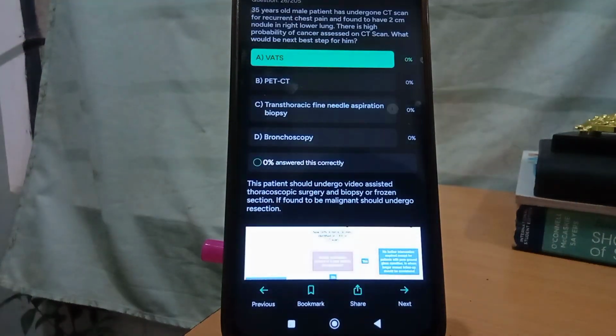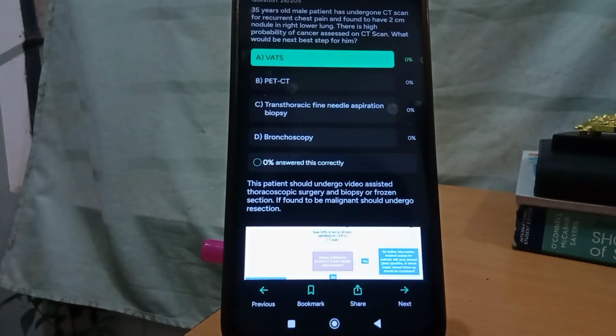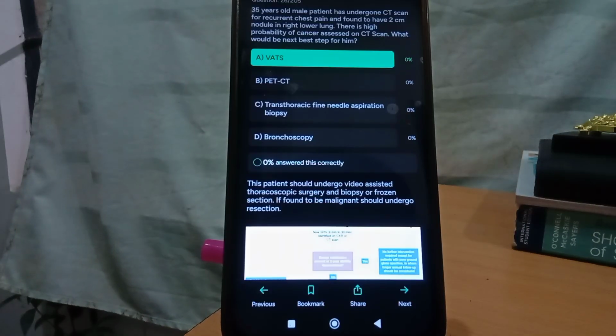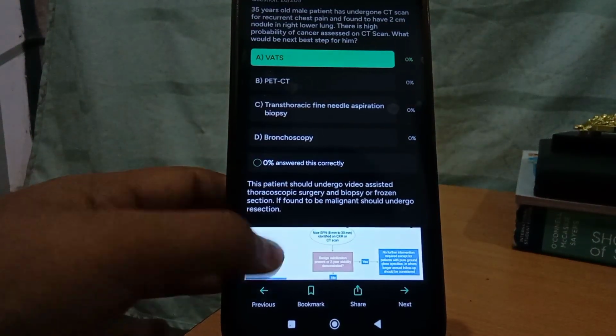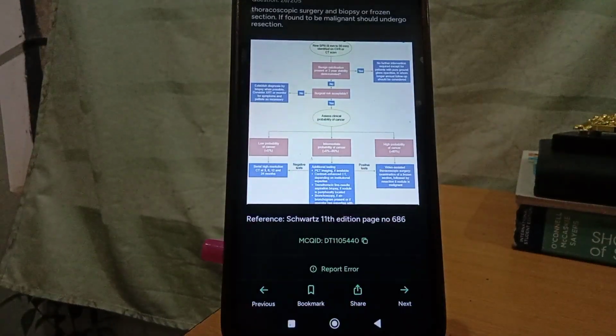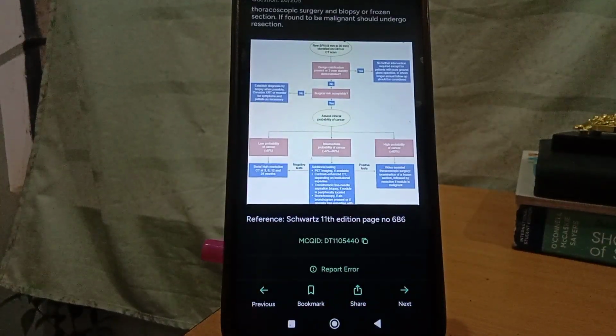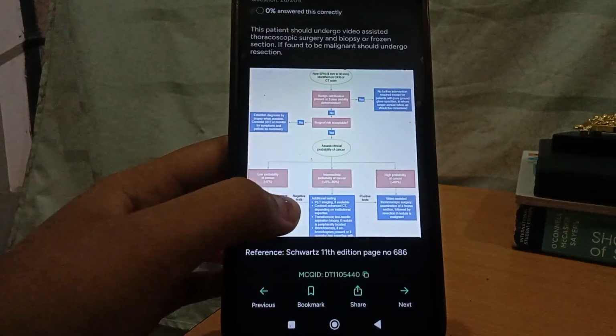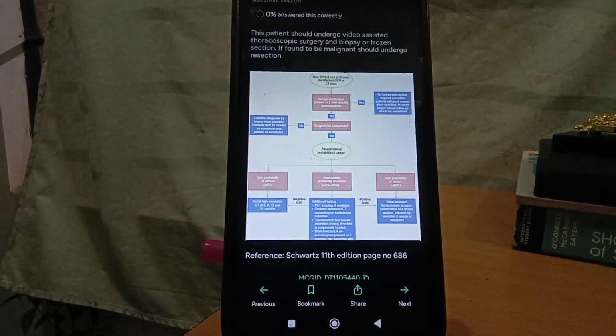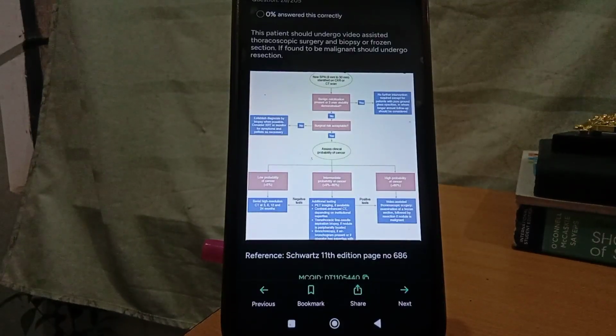So a 35-year-old male patient has undergone CT scan for recurrent chest pain, found to have a 2 cm nodule in the right lower lung. There is high probability of cancer assessed on CT scan. What would be the next best step for him? So this patient should undergo video-assisted thoracoscopic surgery and biopsy with frozen section. If found to be malignant, should undergo resection.